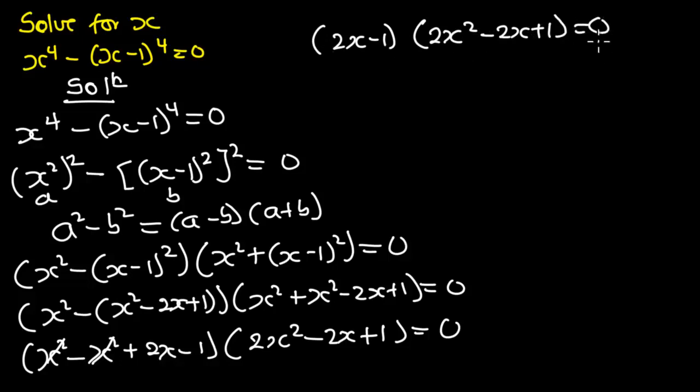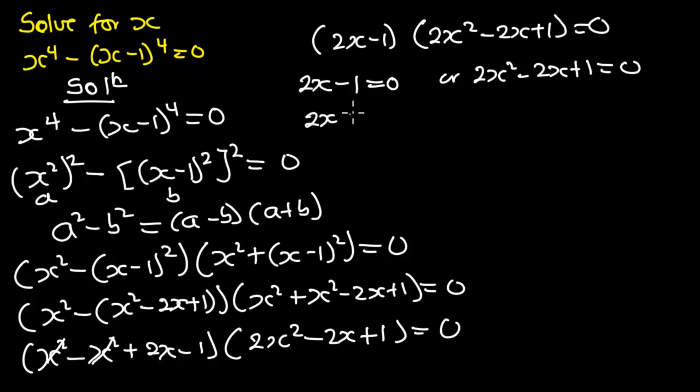Now from here, we have two factors, and so we can equate this to 0 and this also to 0. So let's go ahead and do that. And so we are going to have 2x minus 1 equal to 0, or we are also going to have 2x squared minus 2x plus 1 is equal to 0. Now from here, we are going to have 2x equal to 1 and x will be equal to 1 over 2. Now with this one, we are having a nice quadratic equation over here, and so we are going to solve this using the quadratic formula.